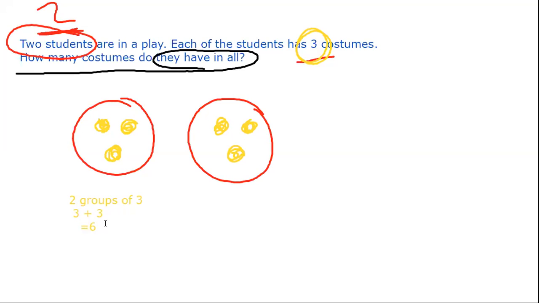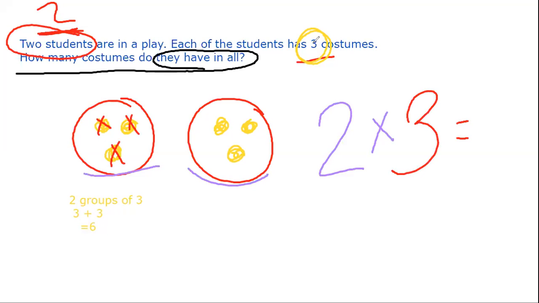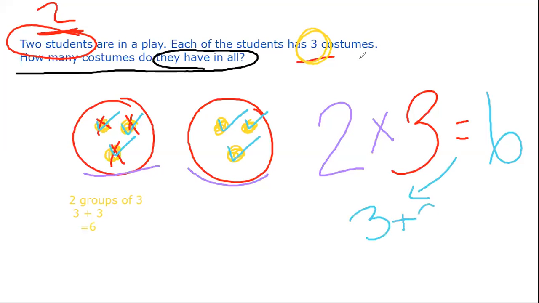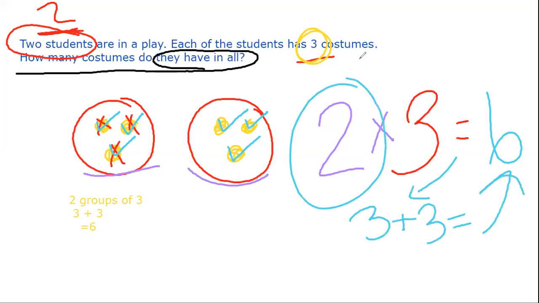To do that, I start with the number of groups that I have. I have 1, 2 groups times how many in each group? 1, 2, 3 in each group. Then I'm going to see how many I have all together. Let's count how many we have all together. 1, 2, 3, 4, 5, and 6. So two groups of 3 is just like saying 3 plus 3, because it equals 6. So when I multiply by 2, think of it as adding doubles, right?